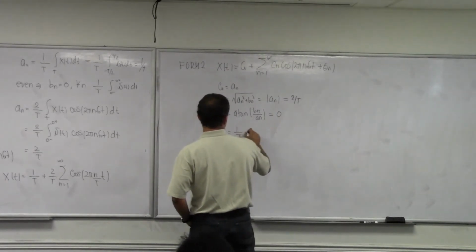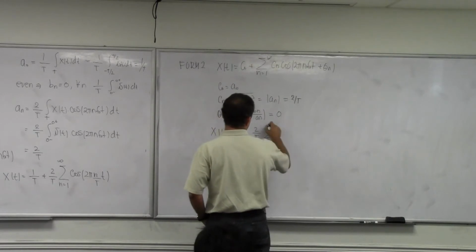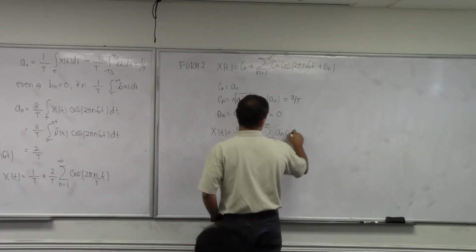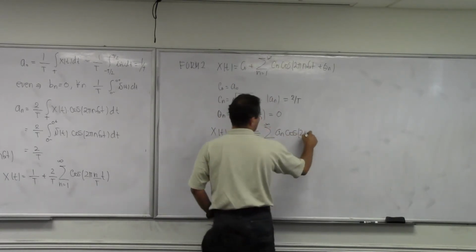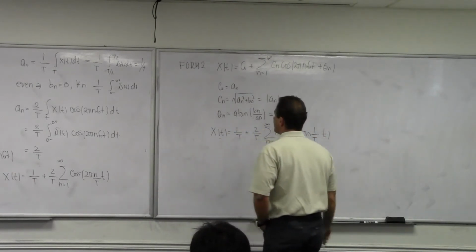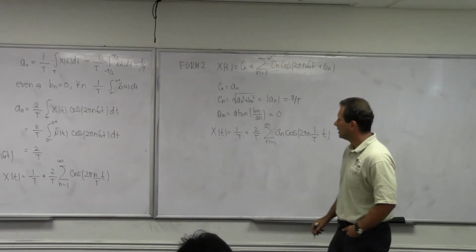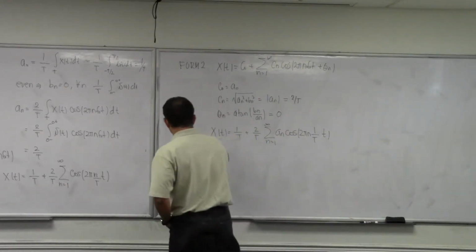So it's 1 over T plus 2 over T sum when n goes from 1 through infinity, an cosine 2 pi n 1 over T times t. So that's form 2 for this waveform. Form 3.